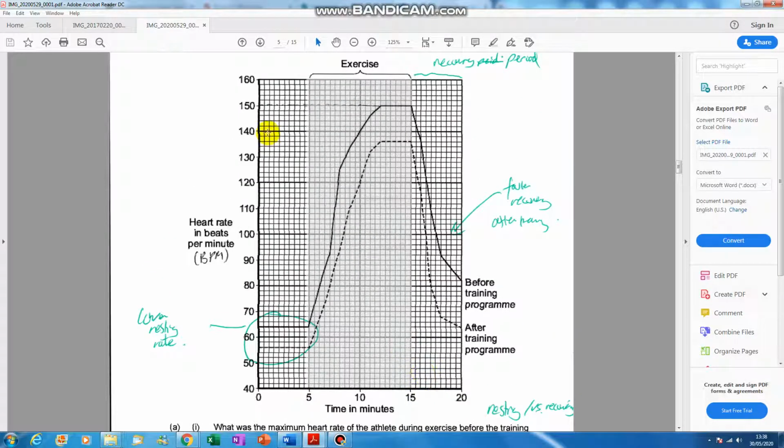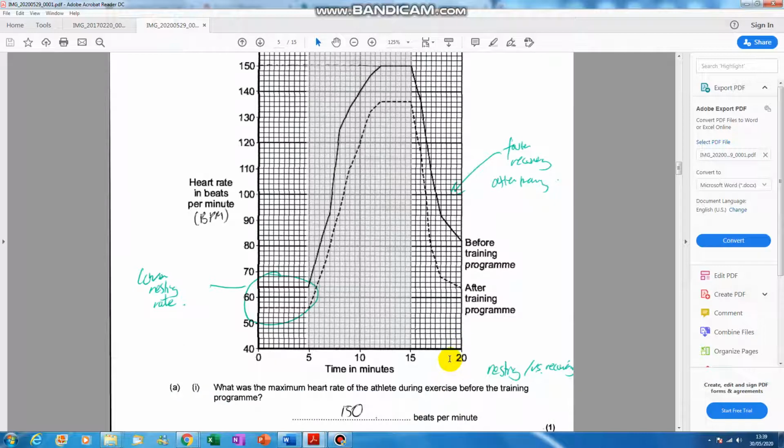there's 3 basic parts of this graph which I think are good to understand before you get going. The part before the exercise begins you can refer to as the resting period. Yeah, the exercise hasn't begun. Then there's a 10-minute exercise period, and afterwards the person is recovering for 5 minutes. So this zone here you can refer to as the recovery zone.